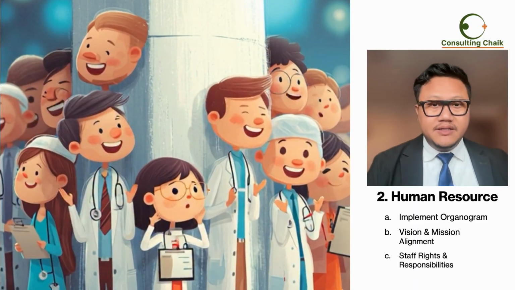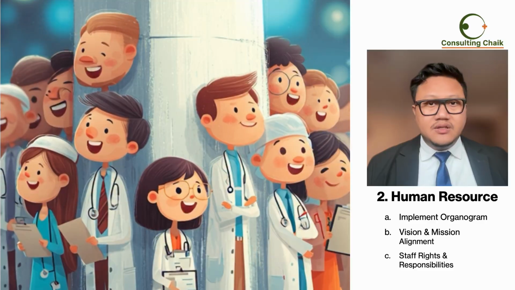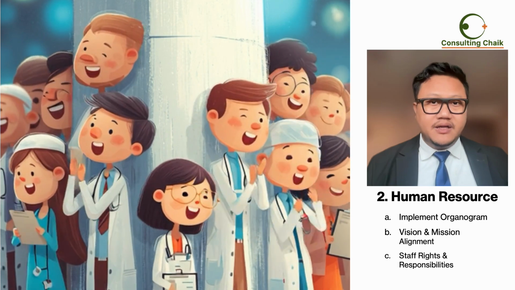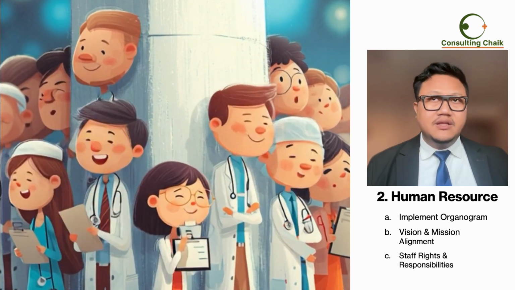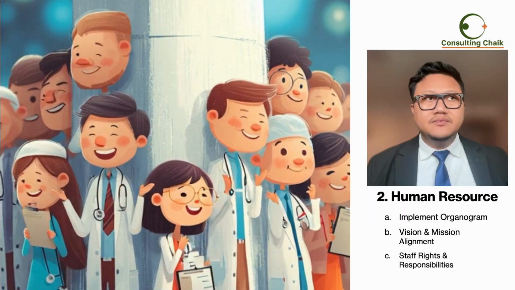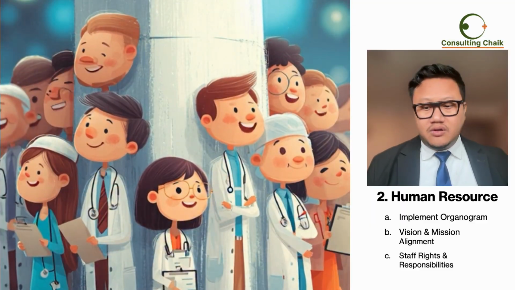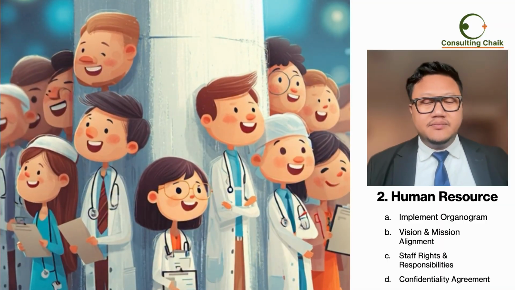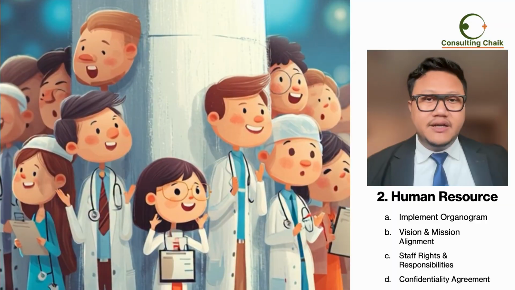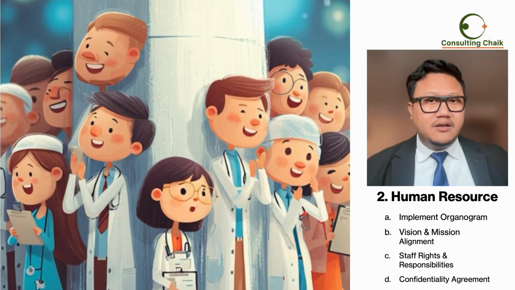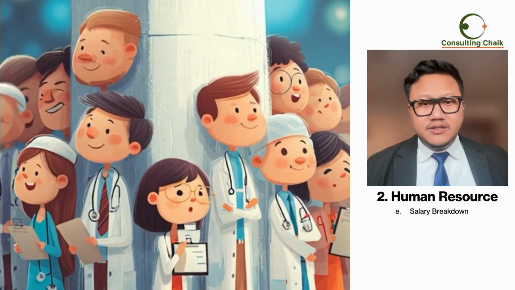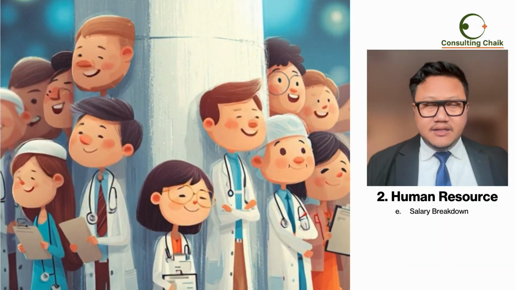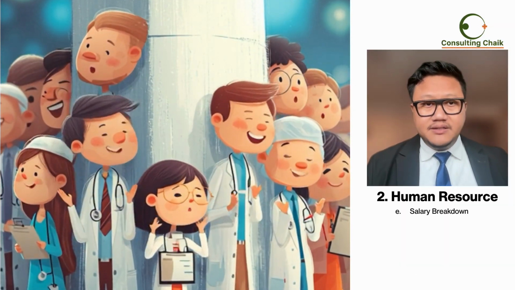Next is staff rights and responsibilities. It is very essential that the staff who are working in the hospital should know about their rights and responsibility, like about their leaves, their right to raise grievance, how to handle certain situations, POSH, all this. Then confidentiality agreement. Staff should understand that they are working in a hospital, and the confidentiality that they should maintain for the patients is very essential. Then they should also understand their salary breakdown. They should get their salary slip every month.